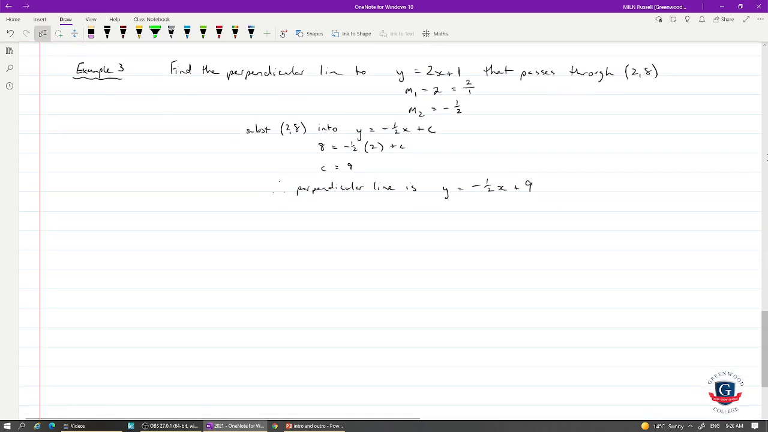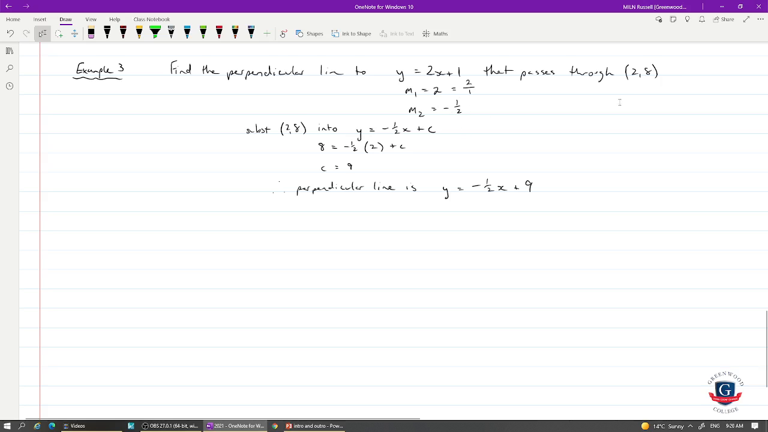Question 3. Find the perpendicular line to y equals 2x plus 1 that passes through 2, 8. Well, the first thing we would have to do is find the perpendicular gradient. M1 is equal to 2. We can write that as 2 over 1. Once we've done that, we could flip it. That'll give us a half, and then change the sign. That will be negative a half. We want the gradient of the second line, the new line, to be negative a half.